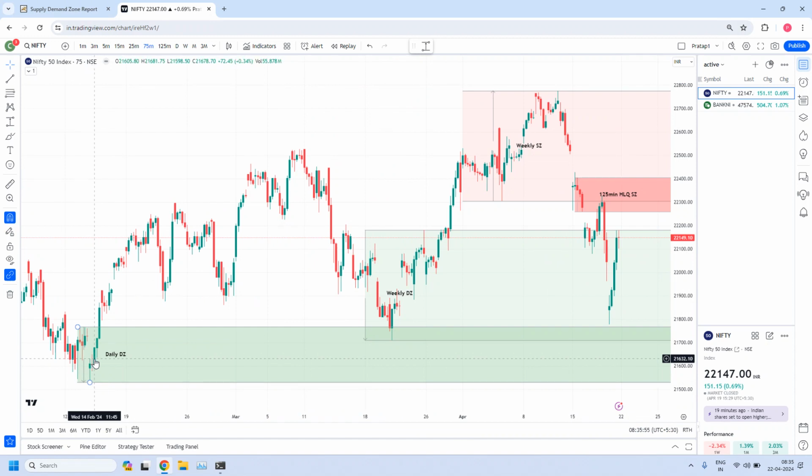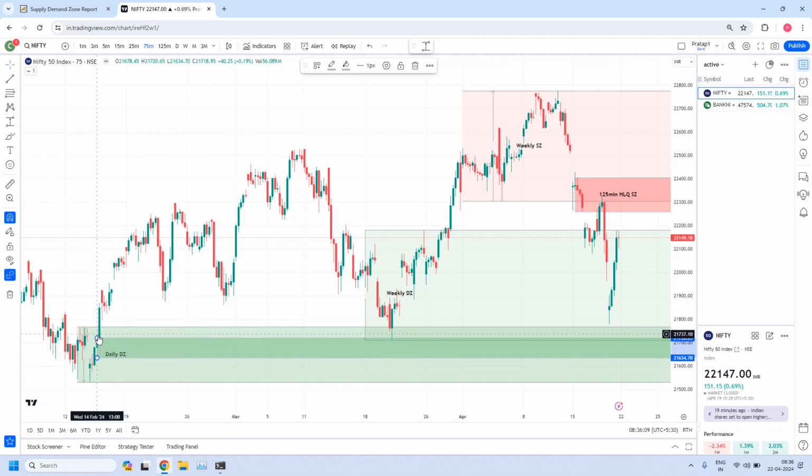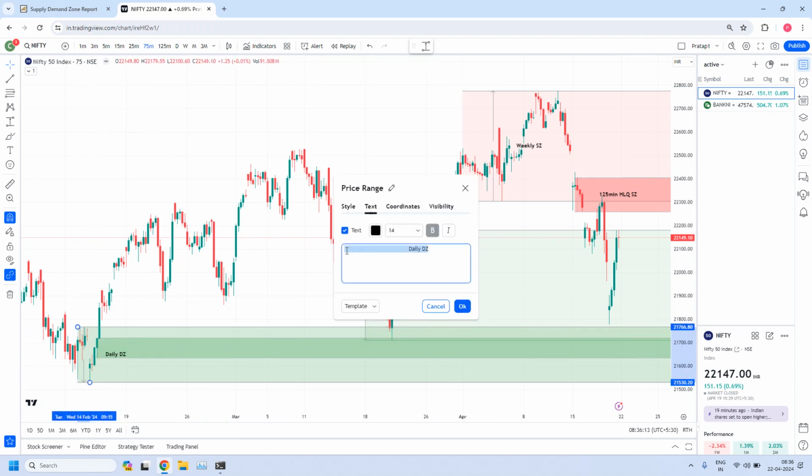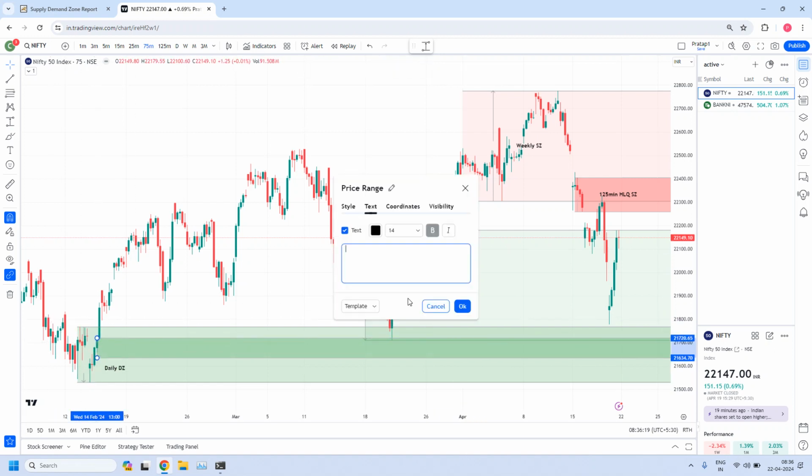This is the one 14 to 11.45. After that, one base candle. This is the immediately available 75 minutes demand zone. This was the daily. This is 75 minutes demand zone.